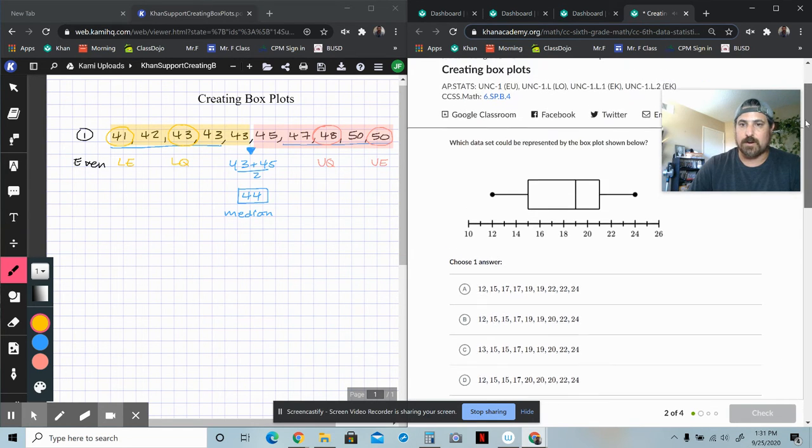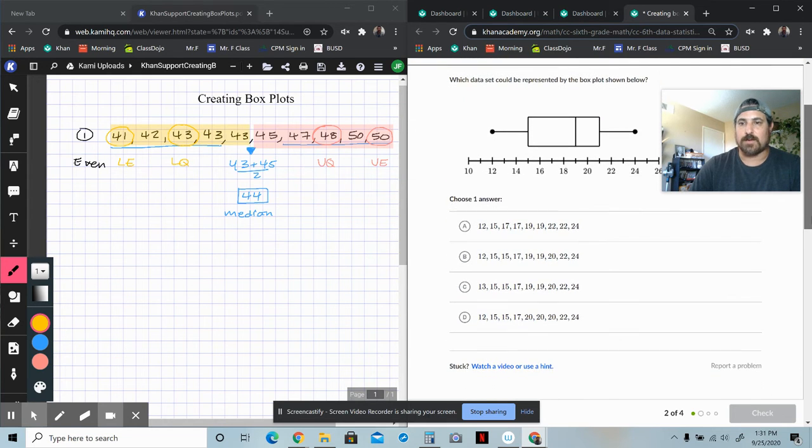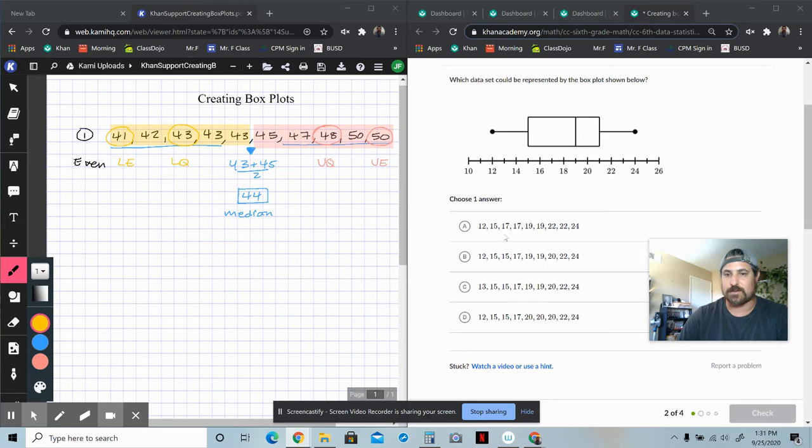Okay, so the next problem here is which data set could be represented by the box shown below. All right, so this is a more annoying problem because you have to literally look through all of these different choices and see which one would make sense. The good news is they've already given you these choices in order from least to greatest, which is kind of cool, right? So let's first analyze what we can eliminate. This one's the smallest value of 12 and the highest value of 24. Okay, that's pretty cool. So I know that the smallest value has to be 12 and the highest value has to be 24. So that 13 one, that's not a good answer. So that C is eliminated now.